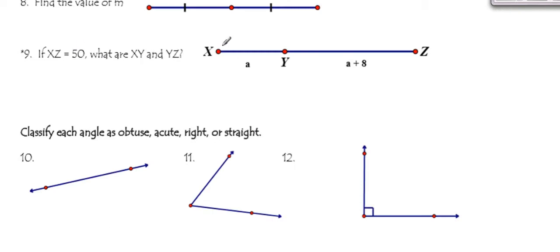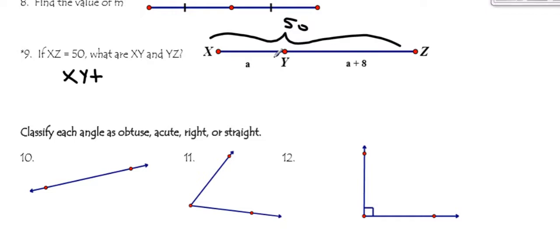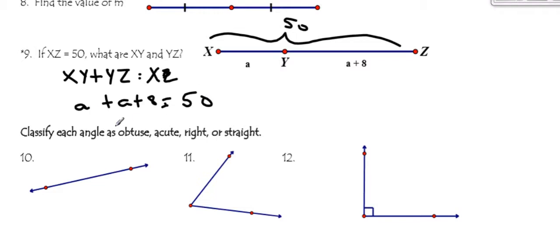Number 9, if XZ, so the entire length of this segment, is 50, what are XY and YZ? So first we have to solve for A in order to figure out what the lengths of XY and YZ are. Every time you have a segment, remember the segment addition postulate: XY plus YZ equals the whole thing, XZ. That is always true. And now we fill in what we have. XY is A plus YZ, which is A plus 8, equals XZ, which is 50. So we have 2A plus 8 equals 50.